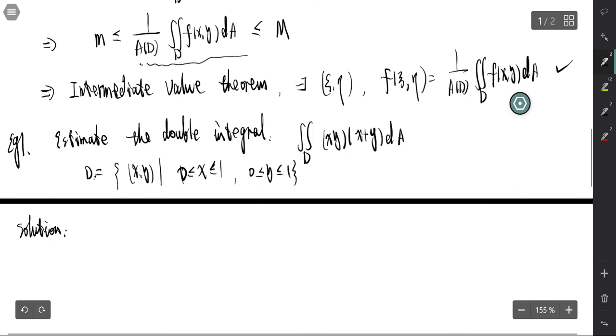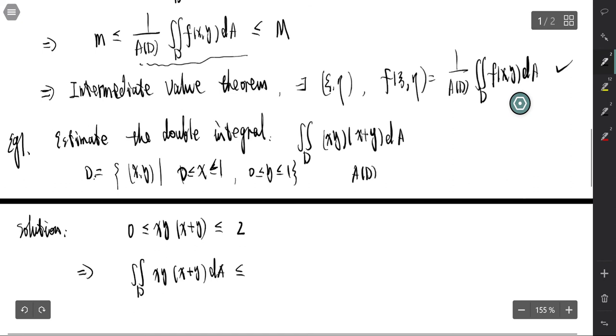The solution is like this. The function x times y times (x plus y) reaches its maximum when x and y are both 1, that is 2, and the minimum is when x and y equal 0. So the integration of x y (x plus y) dA is less than or equal to 2 times the area of D, which is 1, so less than or equal to 2 and greater than or equal to 0. That's the estimate for double integral.